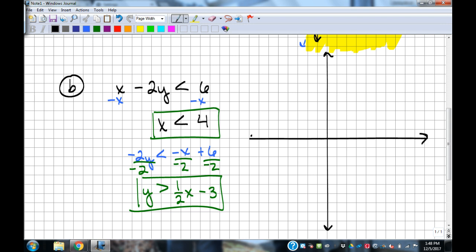What's the y-intercept for this green one here? Negative 3. Slope. So I do what? Up 1 over 2, up 1 over 2, up 1 over 2. Do that forever. Is it a dotted or solid? Why? No equal to sign, so that's a dotted line.